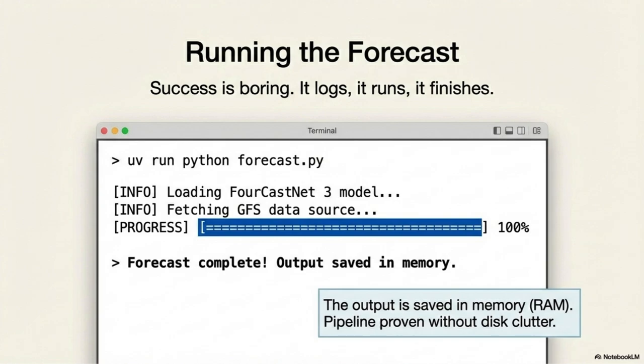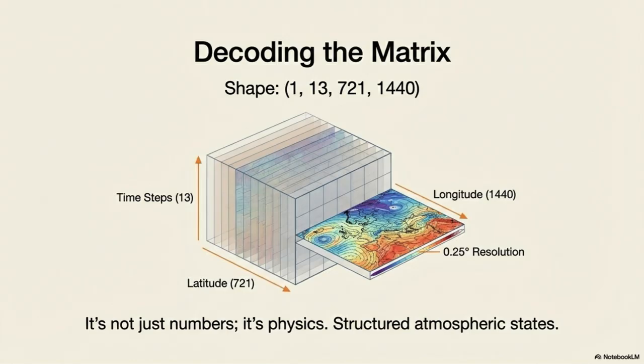So now we have this data in memory. What are we actually looking at? Heading 10 is understand the output like a forecaster. Right.